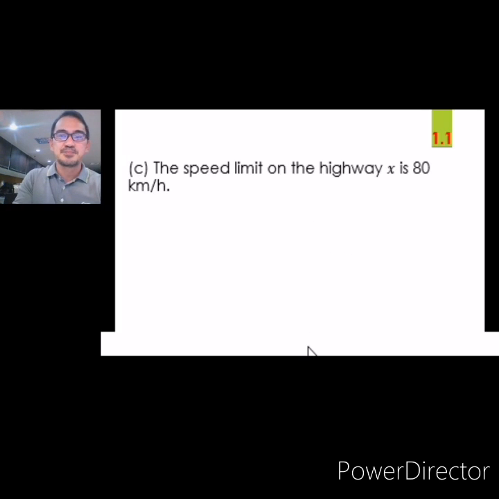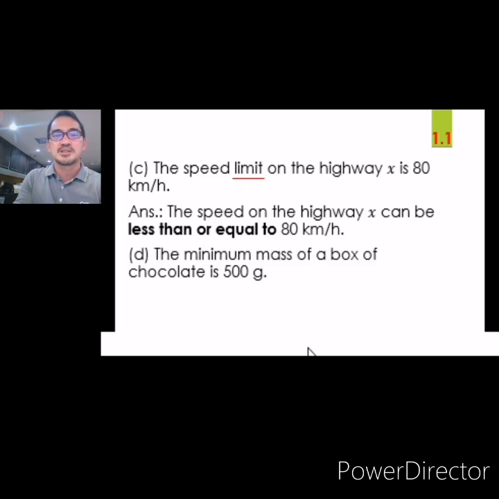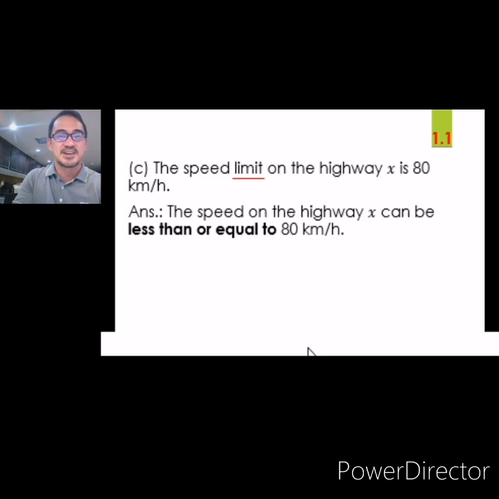Letter C. The speed limit on highway X is 80 kilometers per hour. The answer: the speed on highway X can be less than or equal to 80 kilometers per hour. But why is it less than or equal to? What word denotes less than or equal to? It says here that the speed limit on highway X is 80 kilometers per hour. The word limit means less than or equal to. Meaning you cannot go beyond 80 kilometers per hour. That's why it's less than or equal to.